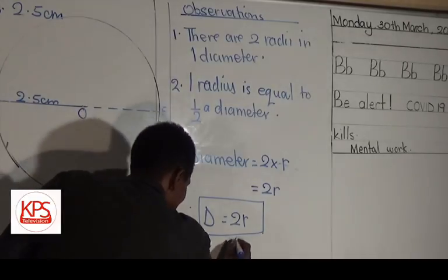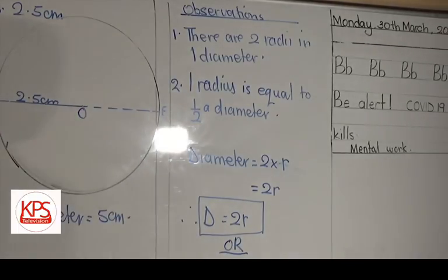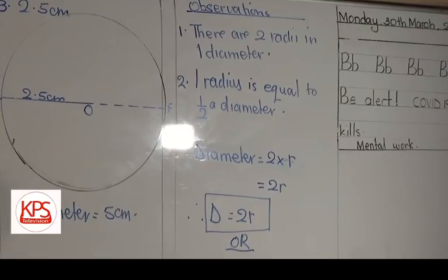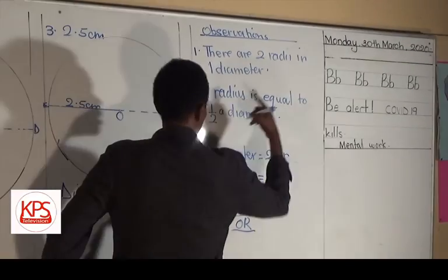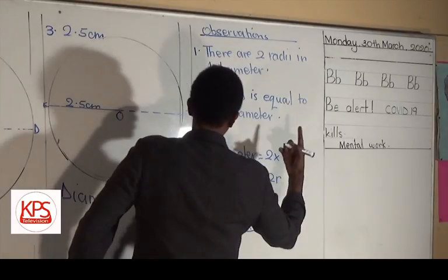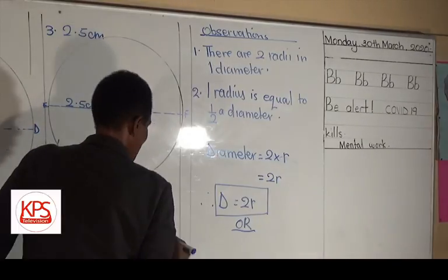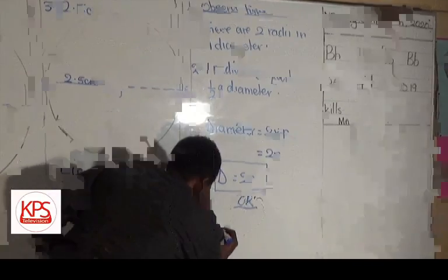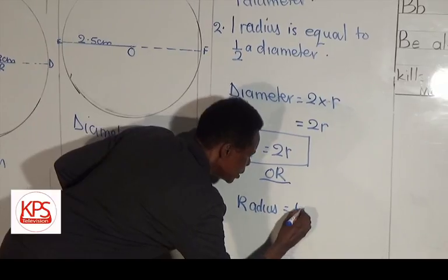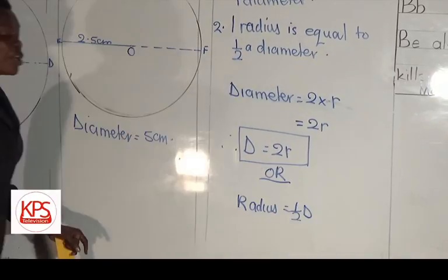Or let us see if we take the second observation. How shall we arrive there? We have to say 1 radius equals what? Half a diameter. So we say radius. Let me write it as radius equals a half d. I'm going to use a capital letter.